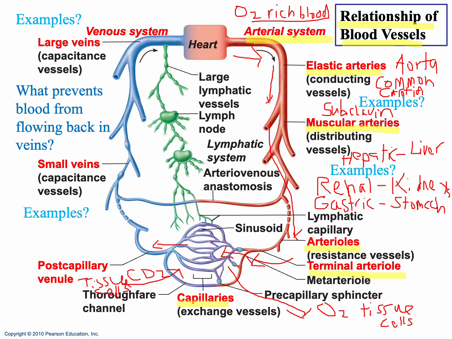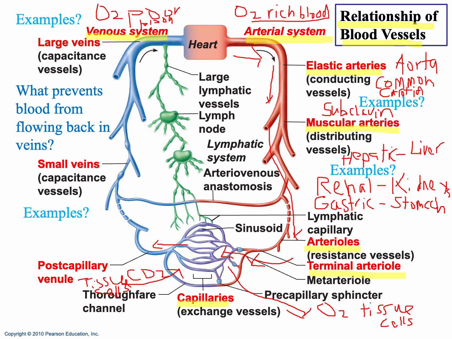All right, so from here now, with the high amount of CO2, low oxygen, now we're looking at oxygen poor blood. So everything in the blue is now referring to more of the oxygen poor blood. And now all these structures are a part of the venous system.